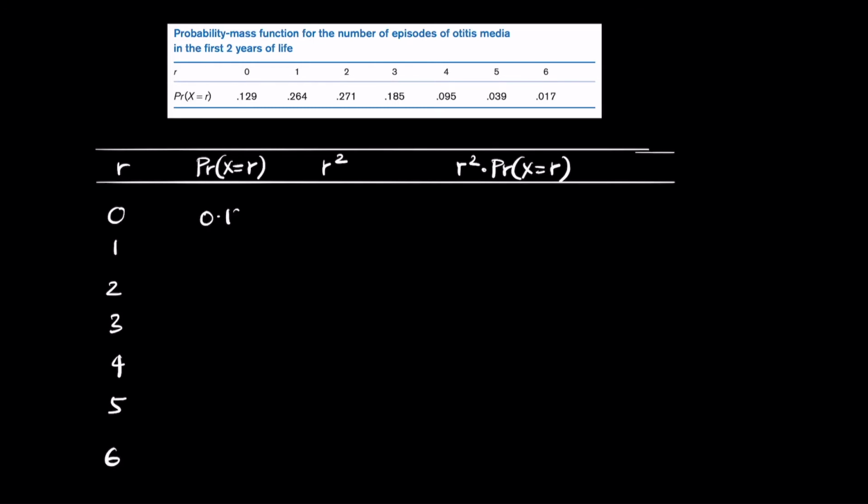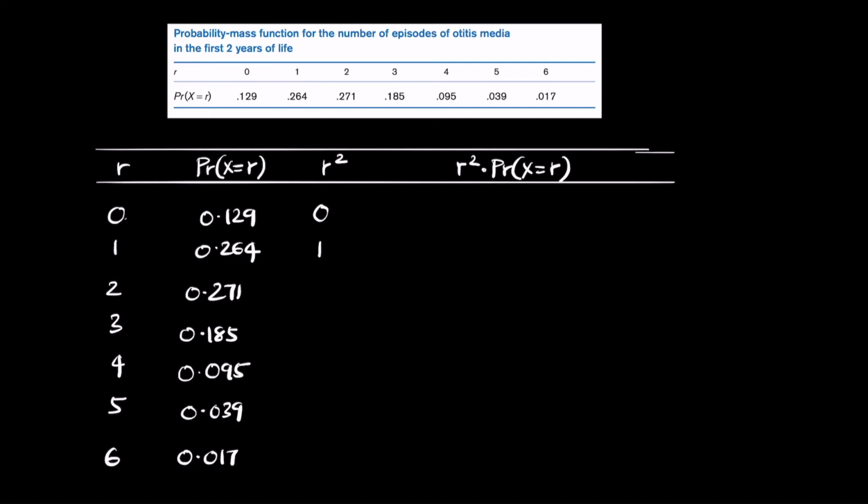The probability is 0.129, 0.264, 0.271, 0.185, 0.095, 0.039 and 0.017. R square, the square of the r values, is 0, 1 square is 1, 2 square is 4, 3 square is 9, 4 square is 16, 5 square is 25, 6 square is 36. Now multiply these two columns, each individual value. So 0 into 0.129, you end up with 0.